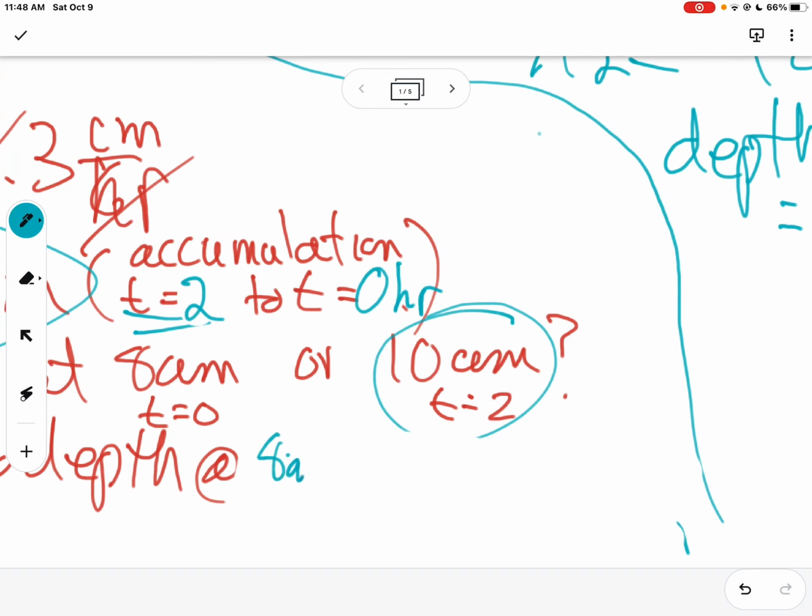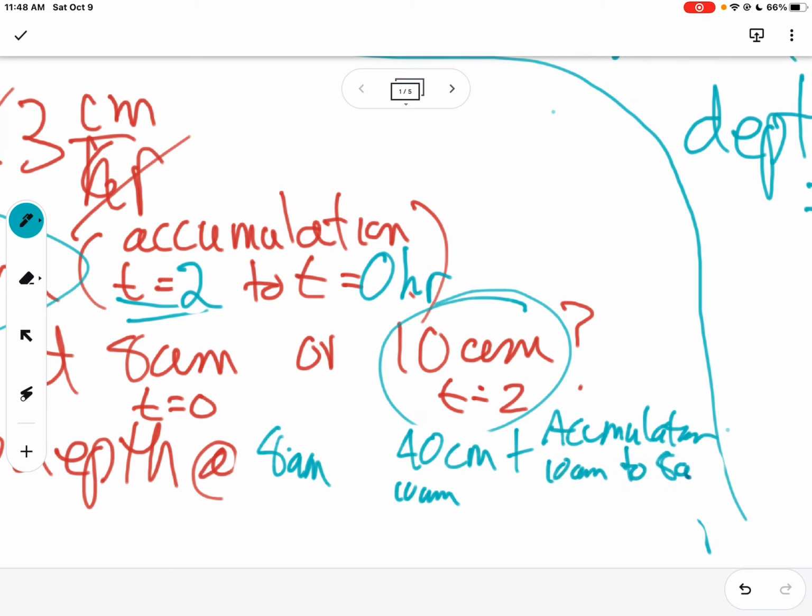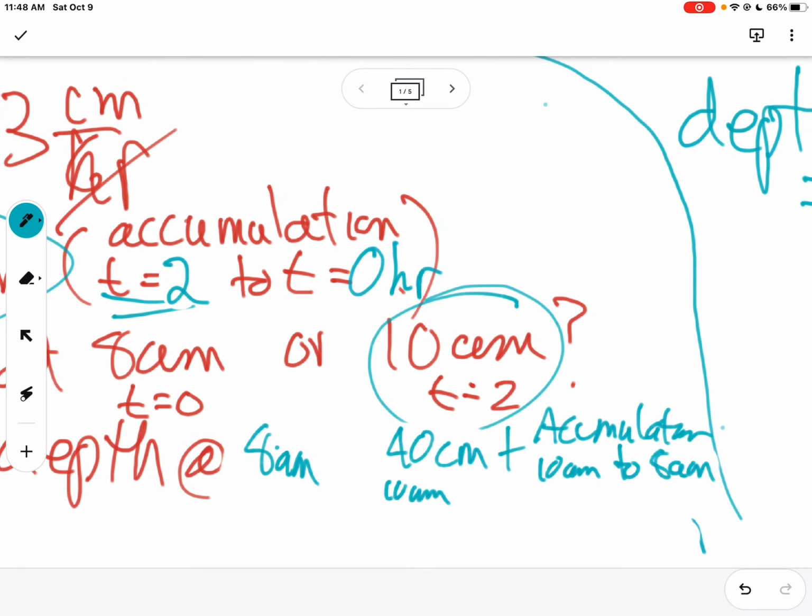The depth at 8 a.m. is the 40 centimeters at 10 a.m. plus the accumulation from 10 a.m. to 8 a.m. Right? So that's 40 centimeters deep at 10 a.m. And then we've got to add on negative 6 centimeters.